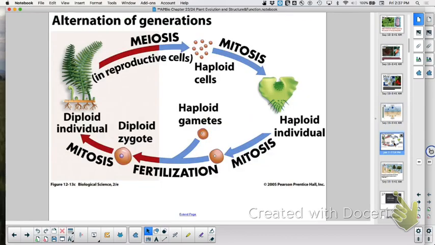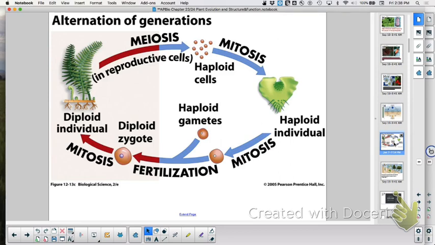Okay? So, keeping that in mind, here is your diploid individual. It's a fern. What is that then? It's the sporophyte. And on its underside, in its sporangia, it's going to do meiosis and make spores, which are haploid. Those spores grow up to this very small heart-shaped structure, which is the gametophyte, which generates gametes, which get together through the process of fertilization to form a diploid zygote.